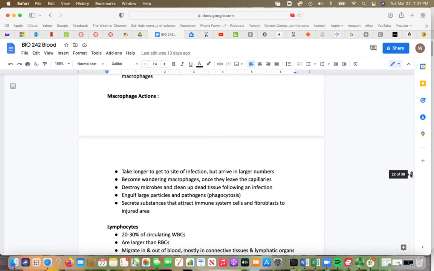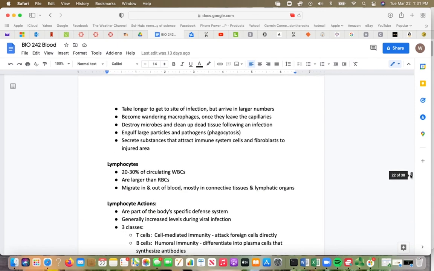So macrophage literally means big eater. They do take a bit longer to get to the site of infection, but they come in large numbers, so they bring friends. They become wandering macrophages once they leave the capillaries. So they're able to destroy microbes. And then they can help clean up the dead tissue following an infection. They'll engulf large particles and various pathogens, and then they can secrete substances that are going to help bring in other cells of the immune system and fibroblasts to areas of injury.